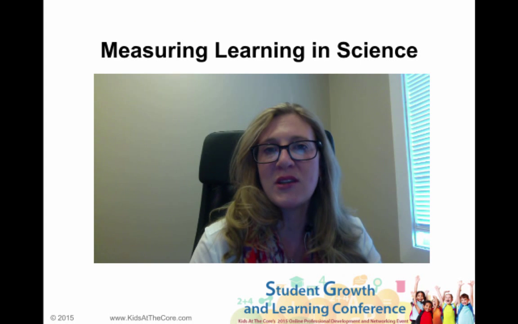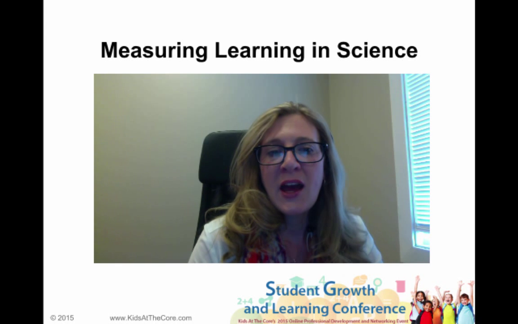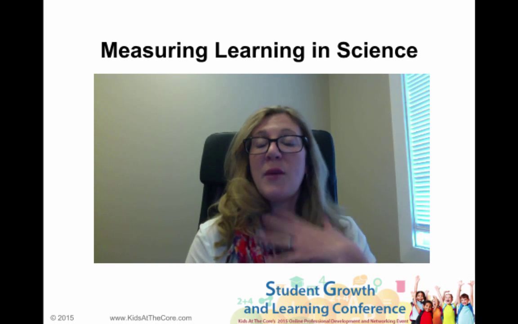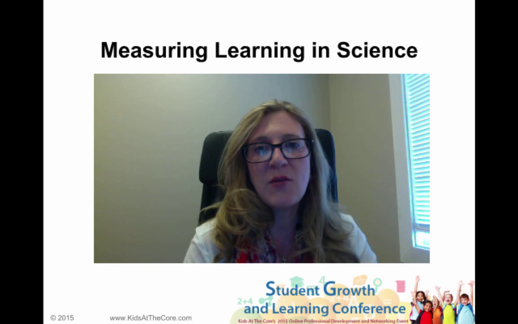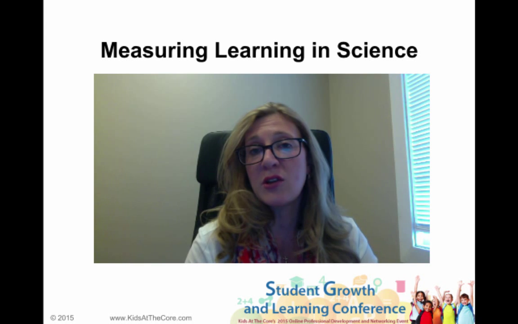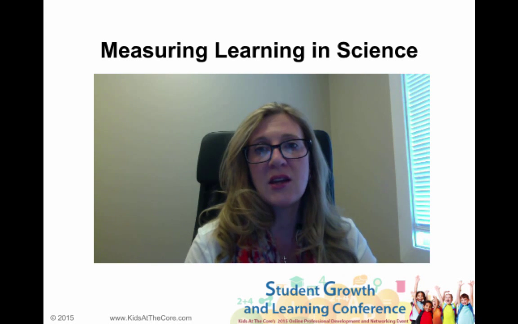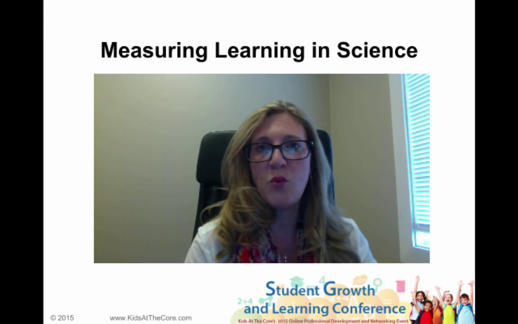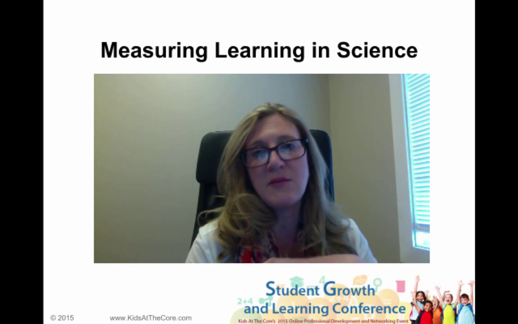So let's take a moment to think about what measuring learning in science should look like, because we do see a lot of different kinds of assessments. I'll say that in my personal experience, many of the assessments that I review are predominantly recall, memorization, labeling parts of diagrams, and defining terms. And that's not predominantly what I observe when I observe those same teachers' classrooms.